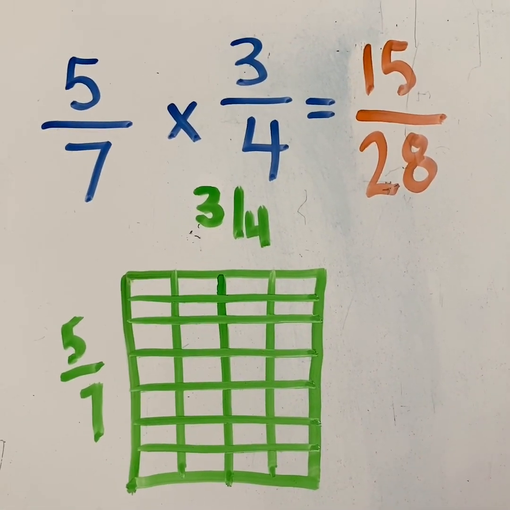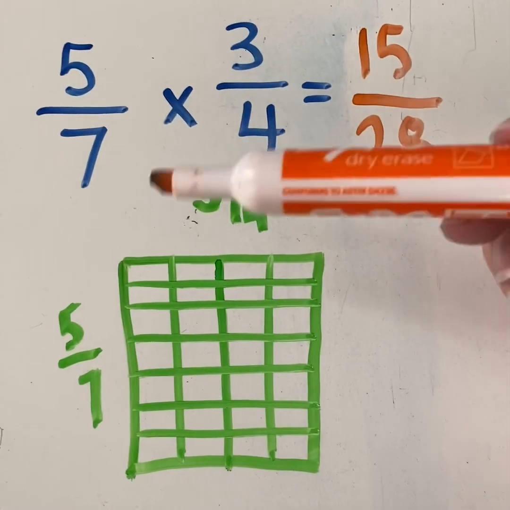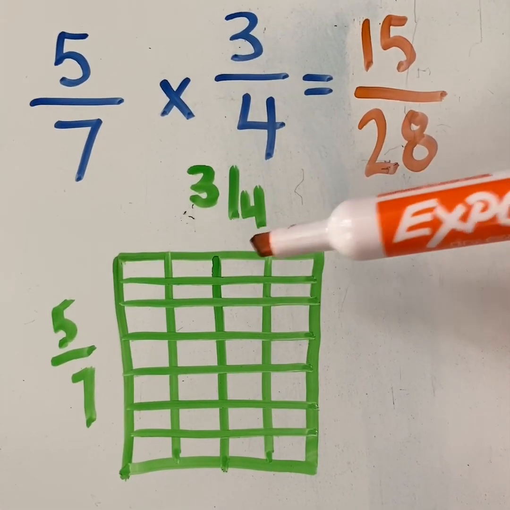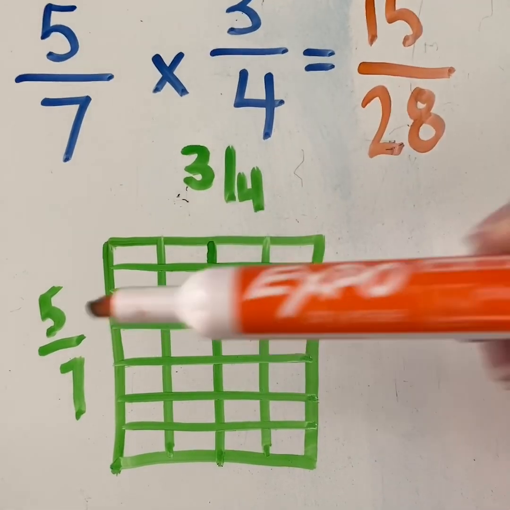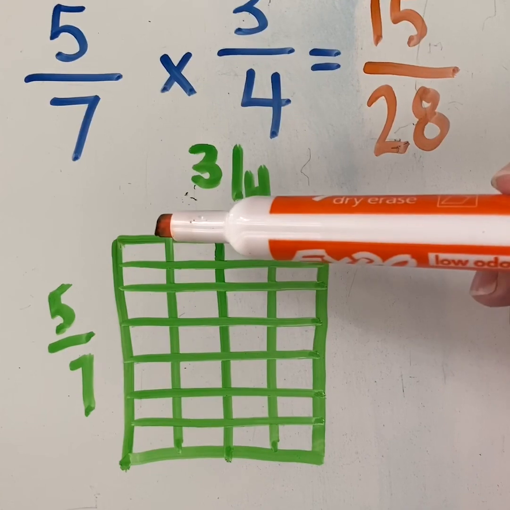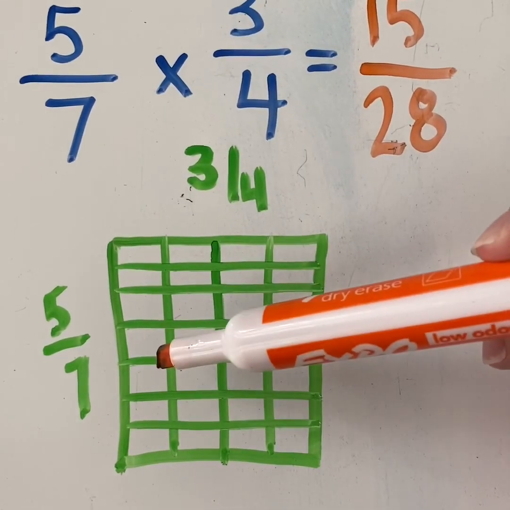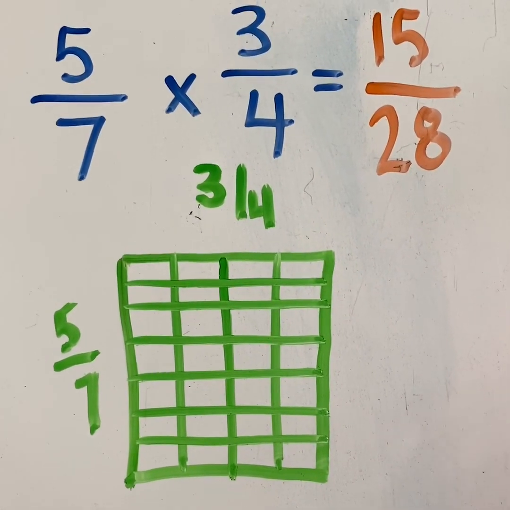Okay, does yours look something like this? Hopefully so. So this side I have 1, 2, 3, 4 pieces, right? It's broken up into fourths, okay? And this side is broken up into sevenths, right? 1, 2, 3, 4, 5, 6, 7. Okay, good. We're off to a great start.